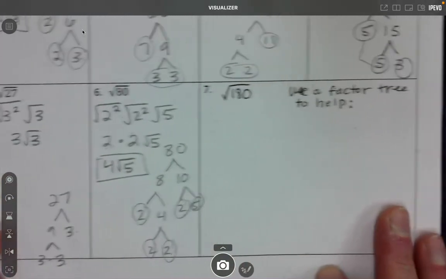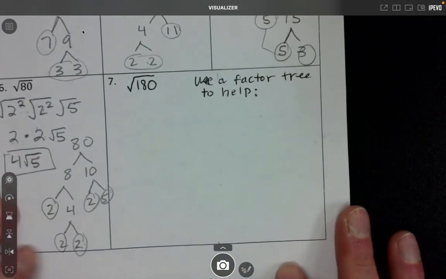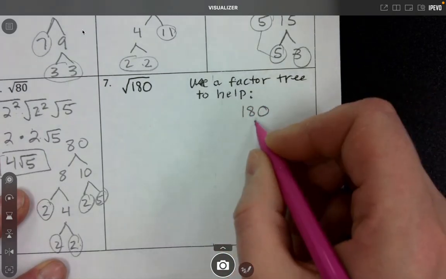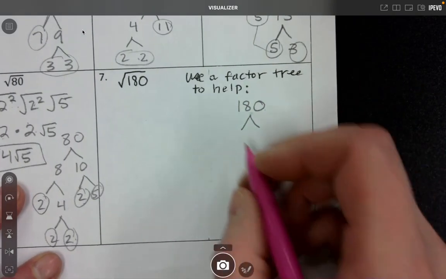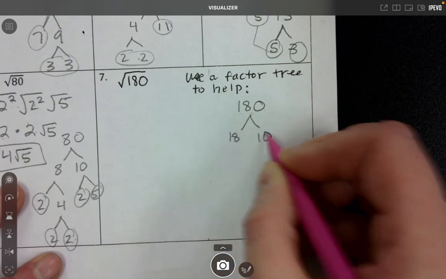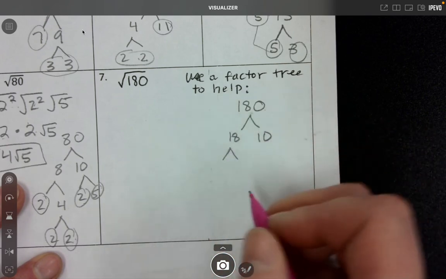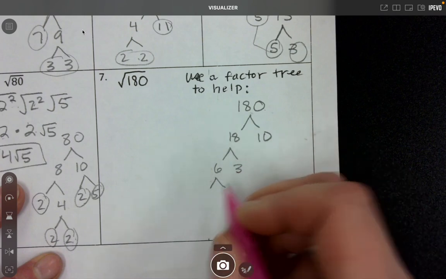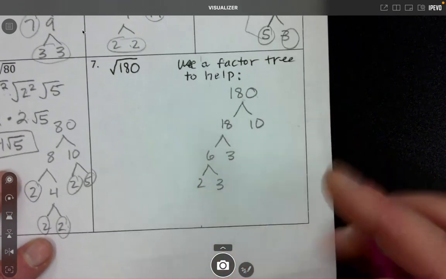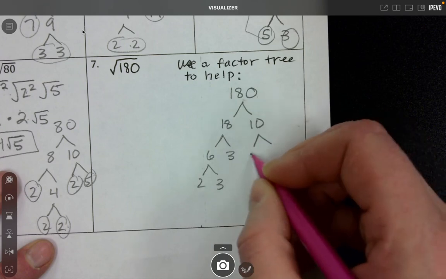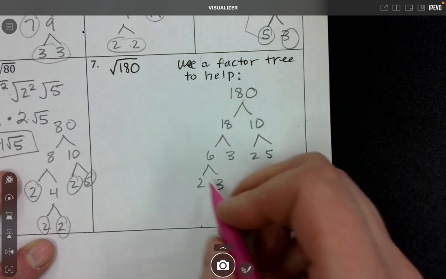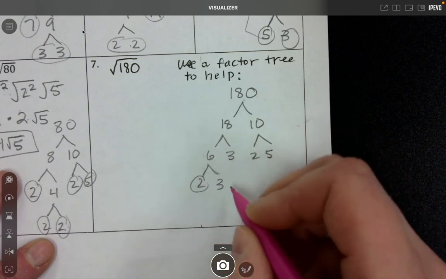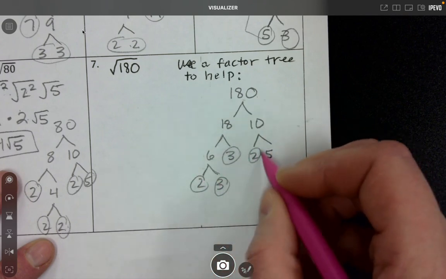All right, on the last one, 180. Oh, goodness. Now we really are going to have to do a factor tree. Okay, so 180, it ends in 0, so 18 times 10, right? That's an easy way to split this up. 18 would be 6 times 3. 6 would be 2 times 3. And let's see, 10 is going to be 2 times 5. So the ends of my branches, 6 isn't the end of a branch because I have more branches coming from it, are 2 and 3 and 3 and 2 and 5.